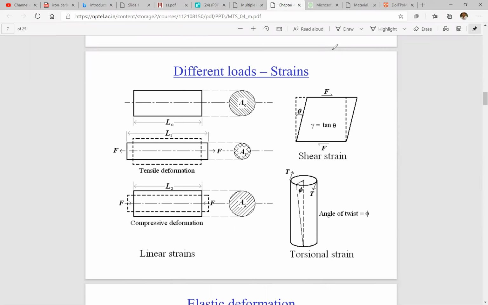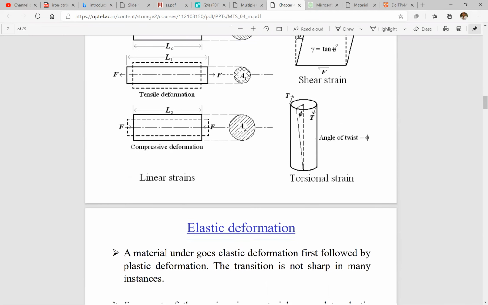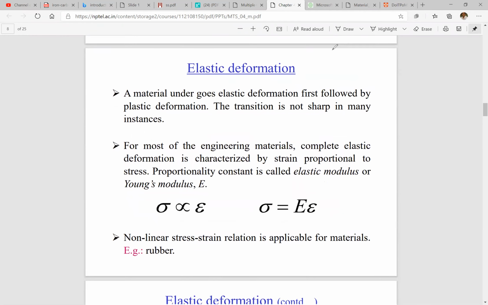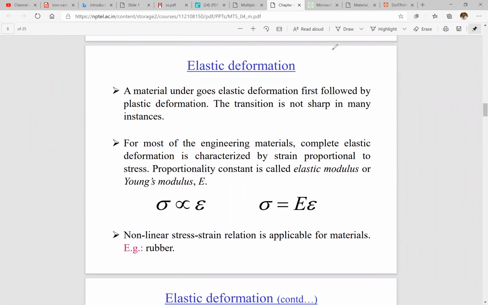So I think these different loads and strains you have studied in B.Tech courses, so I don't go through this in detail. There is elastic deformation. What is elastic deformation? A material undergoes elastic deformation first, followed by plastic deformation. The transition is not sharp in many instances. For most engineering materials, complete elastic deformation is characterized by strain proportional to stress, and that constant is called Young's modulus. In most cases stress is directly proportional to strain, so stress is equal to E epsilon. E is the Young's modulus or elastic modulus.